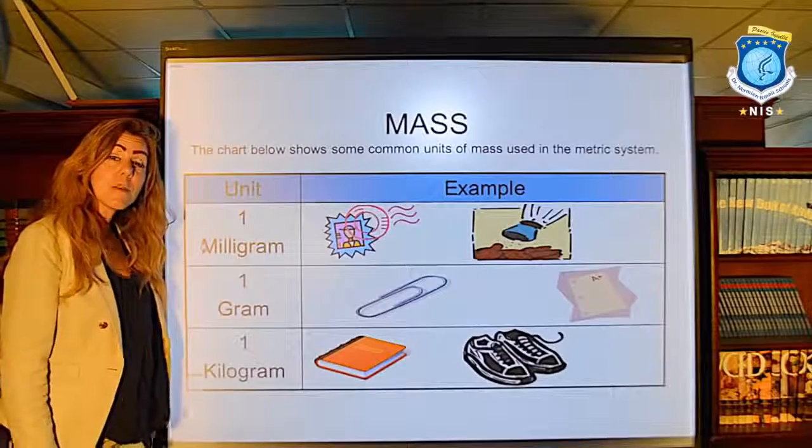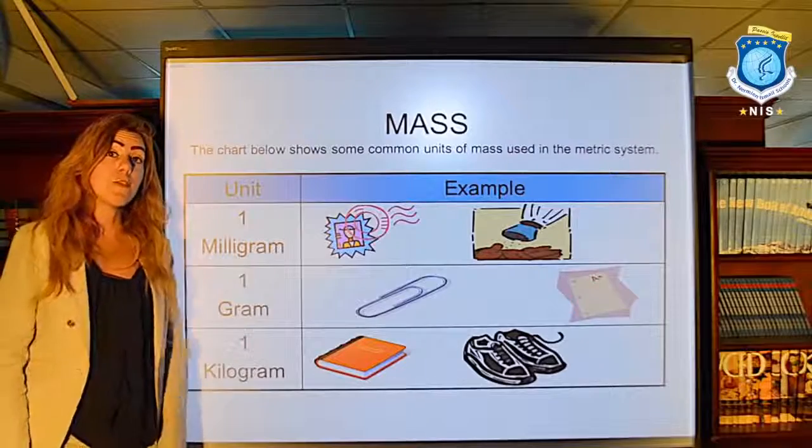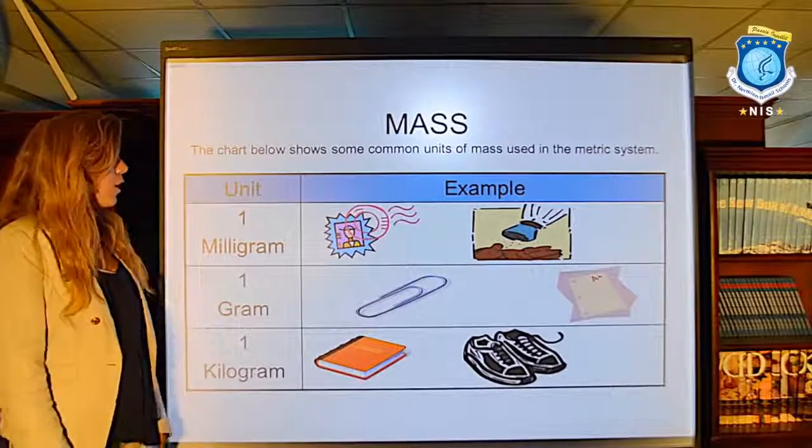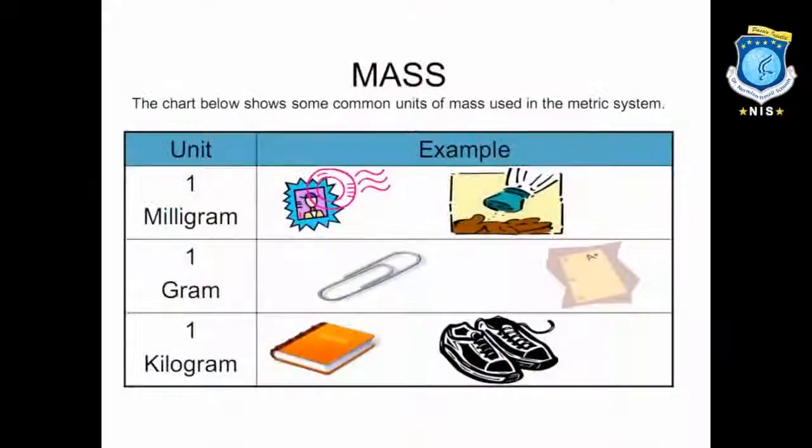Well, basically, there are 3 measuring units for mass. You can measure mass in milligrams, or grams, or kilograms. If the object is really light, you will use milligrams. If it's a little bit heavy or medium size, you will use grams. And if it's really heavy, you use kilograms.